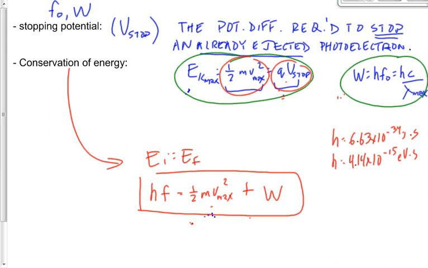You can use either one for this, for this, for this, for this, even for EK. You can use electron volts. But as soon as you introduce either of these two equations into the mix, 1/2 mv squared or QV stop, you must use joules.